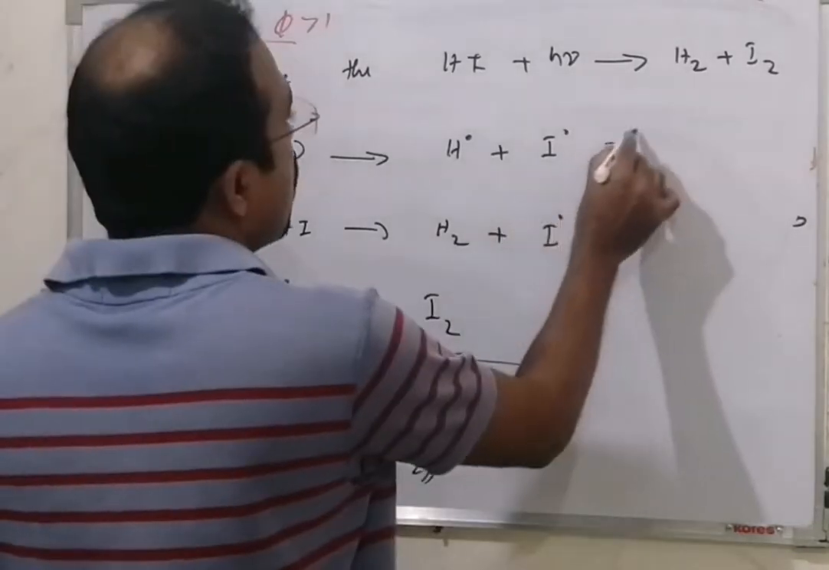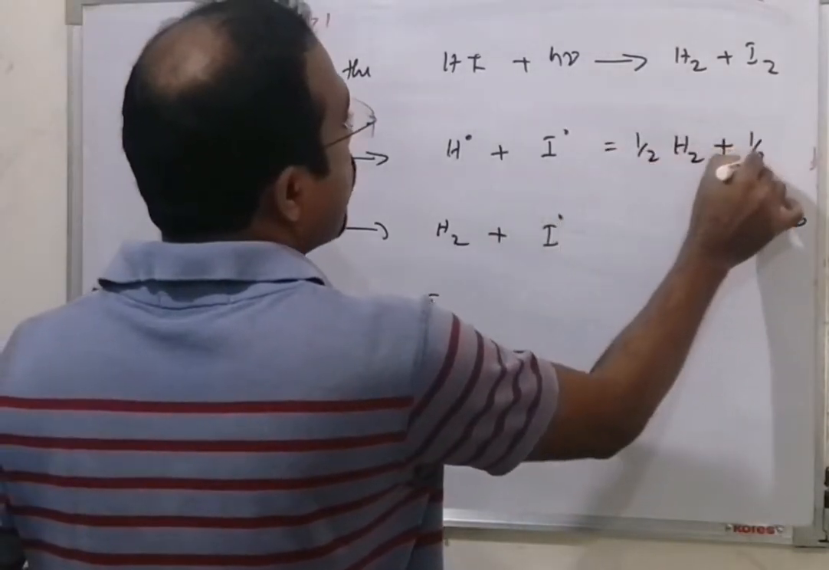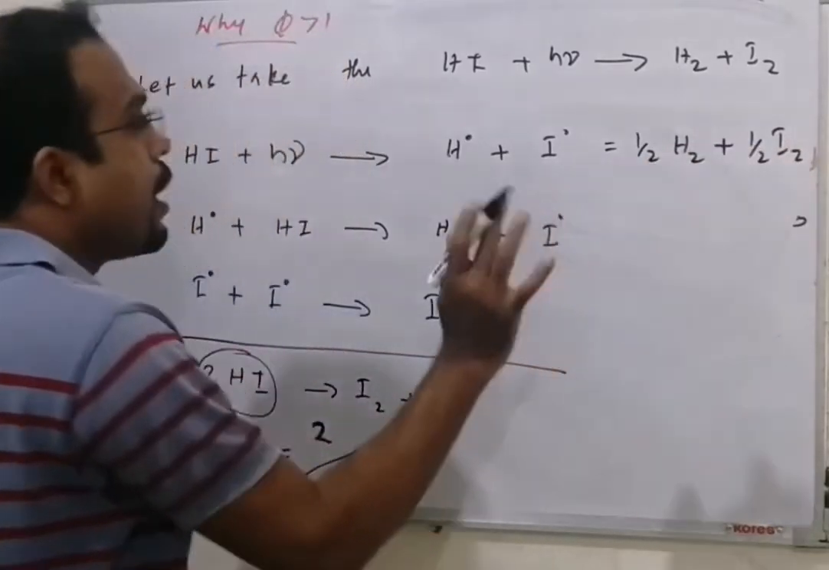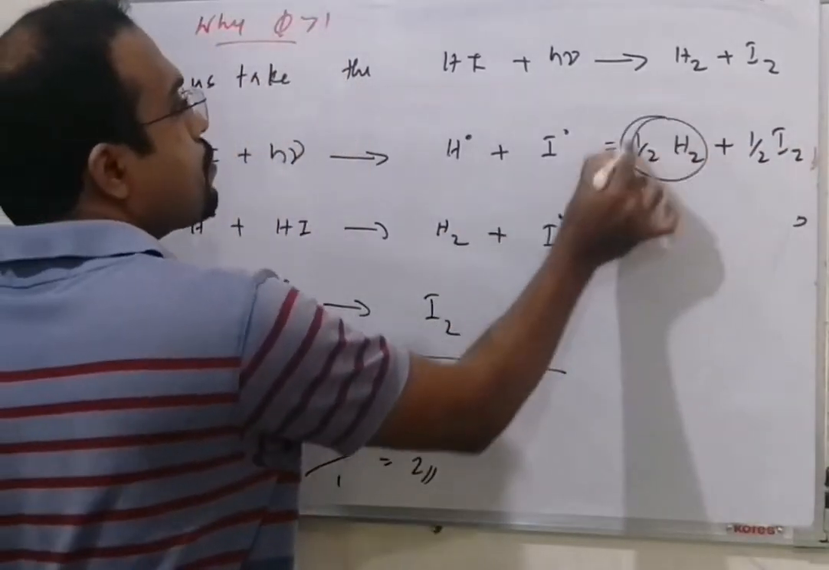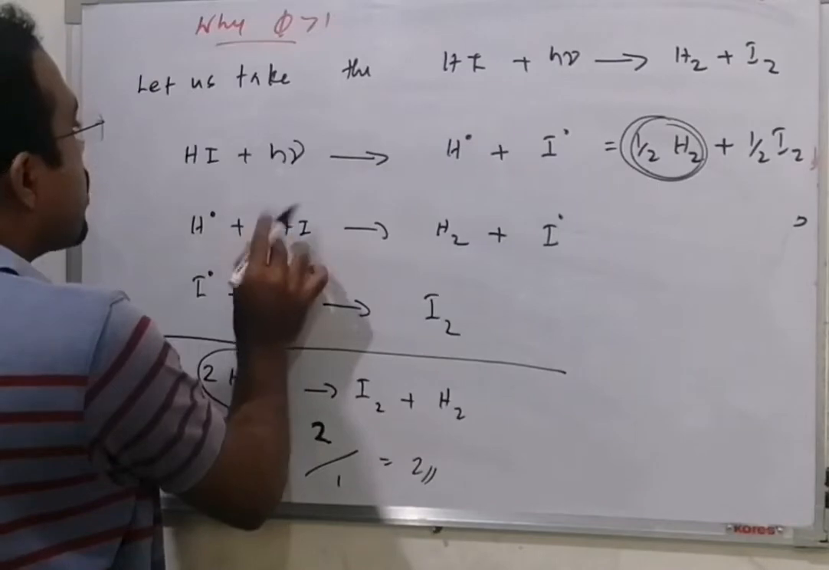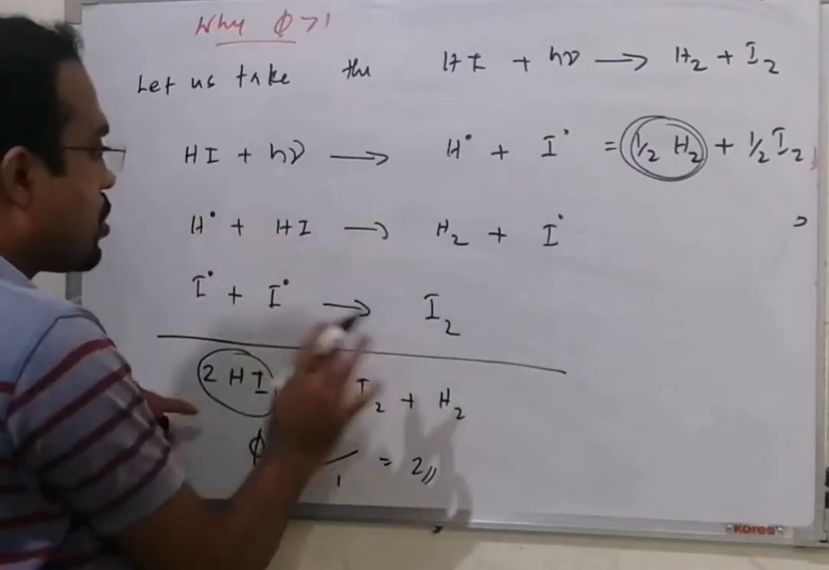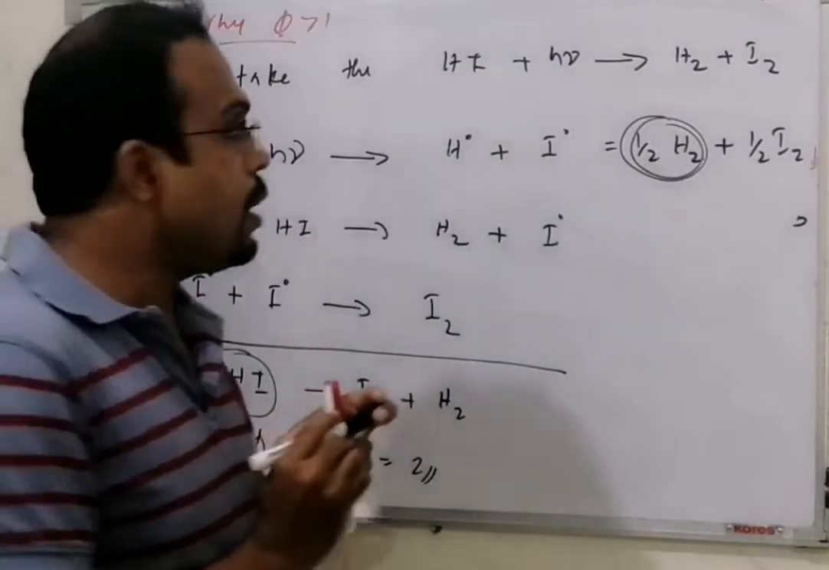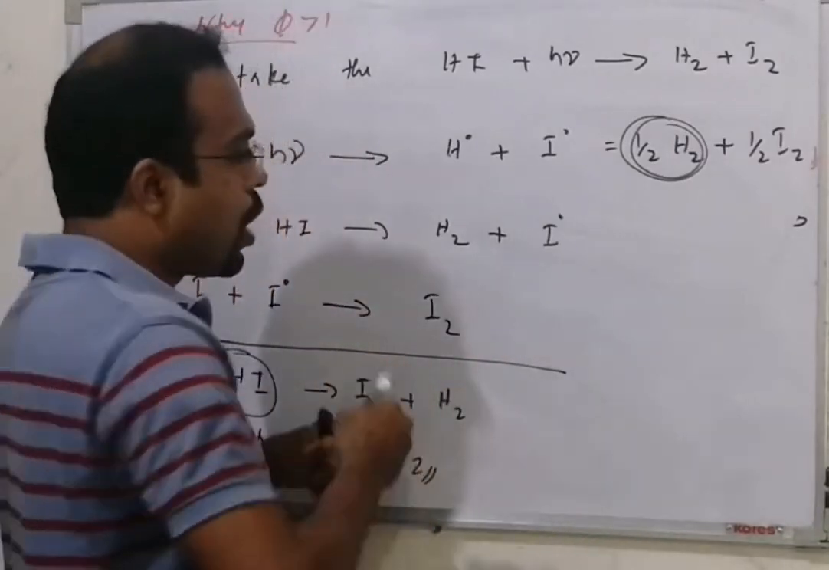It should be half H2 plus half I2, but this is not the case. One of these products again reacted with another molecule. Therefore, the quantum yield is greater than 1.